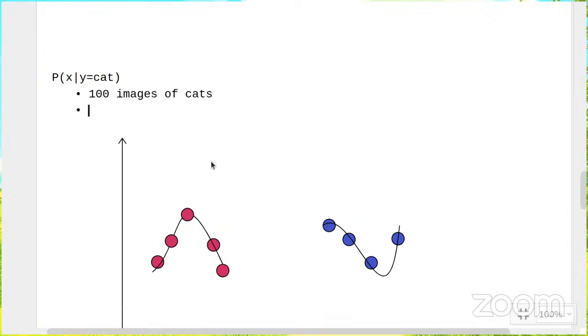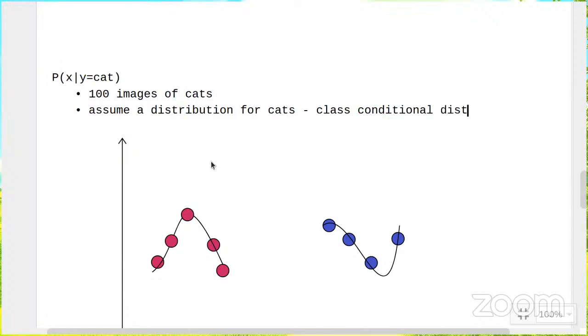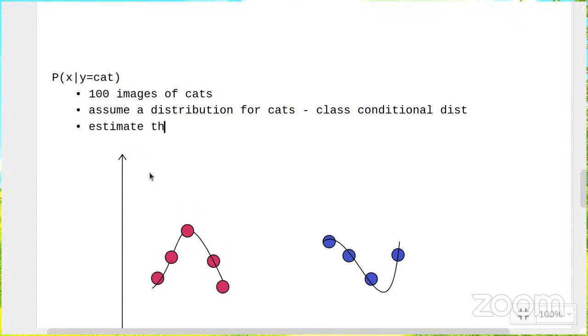The second thing you do is you assume a distribution for cats, right? Basically, this is called a class conditional distribution, right? This is because you are conditioning on the class and you are learning a conditional distribution in some sense of how the cats will look like. That is what you're learning here, right? And then you estimate the parameters of this distribution using the data.